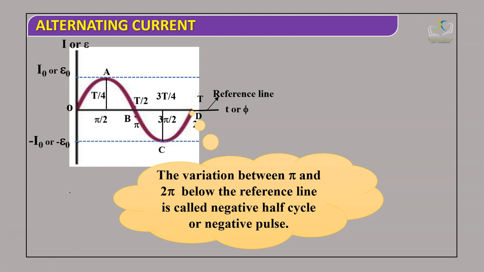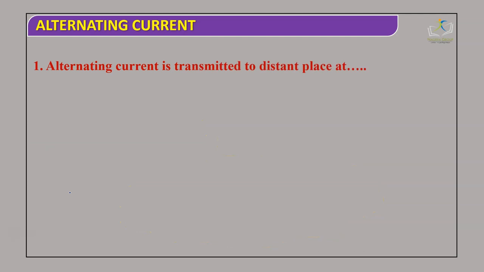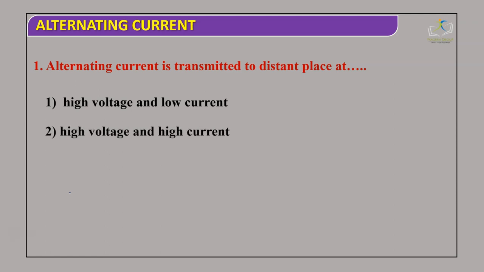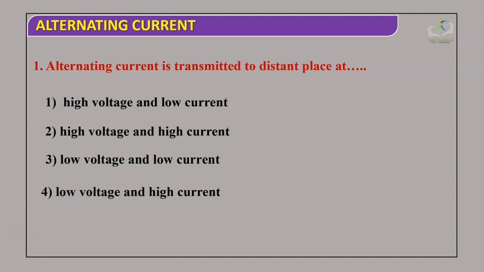Next, what can we take? Let's go through some questions for more clarity on this part. I hope students you are getting my point. Alternating current is transmitted to a distant place at: high voltage and low current, high voltage and high current, low voltage and low current, or low voltage and high current. Students, you have to prepare how to solve this particular problem. This is a theoretical concept.